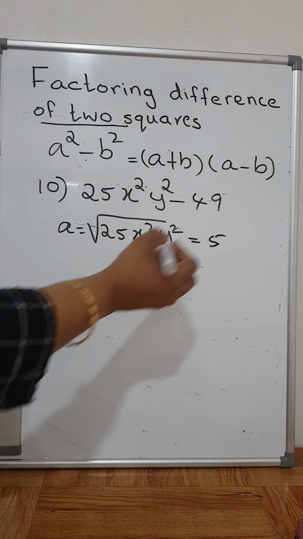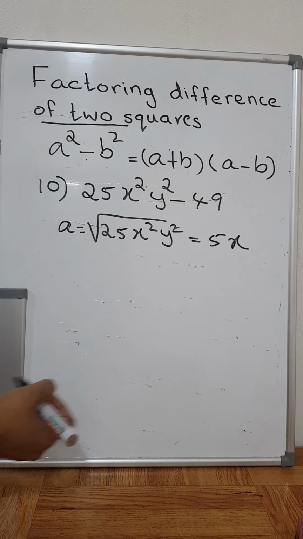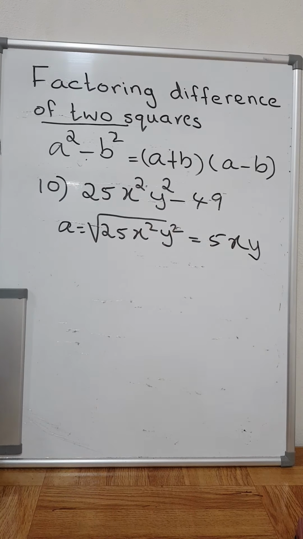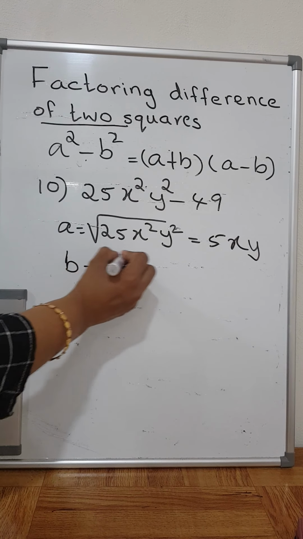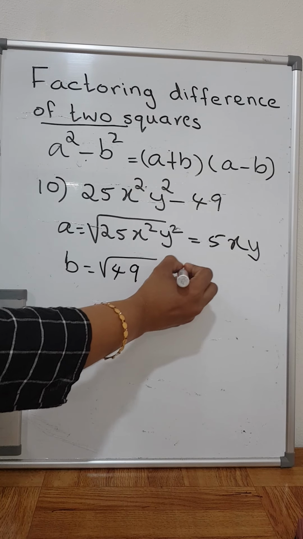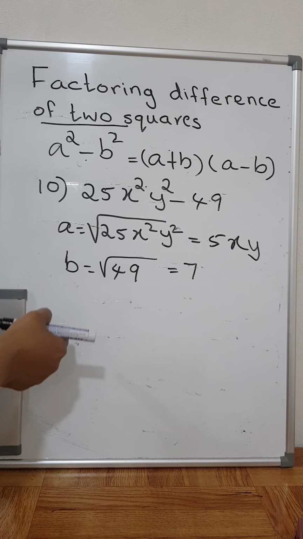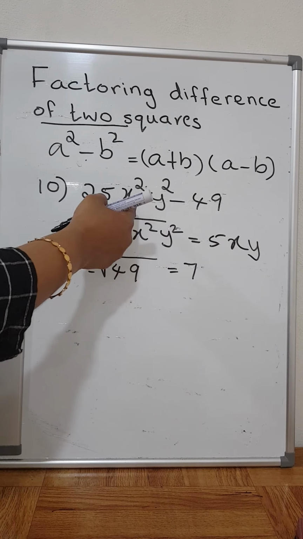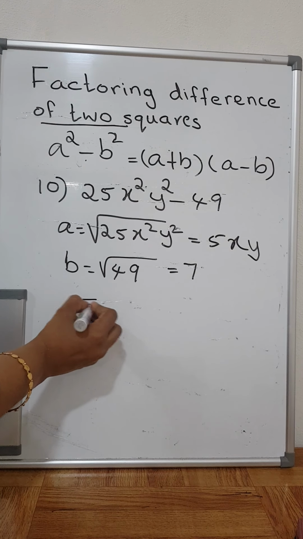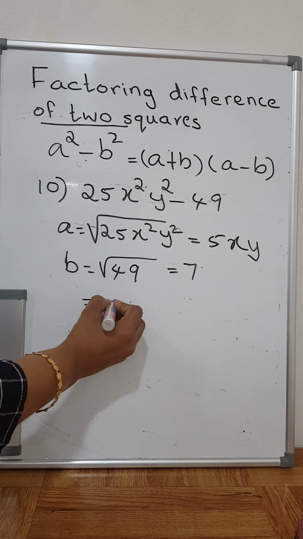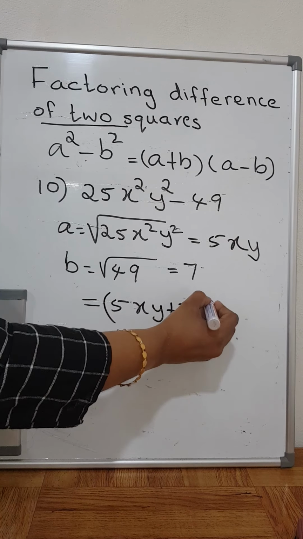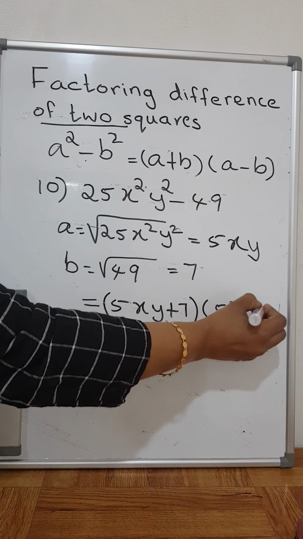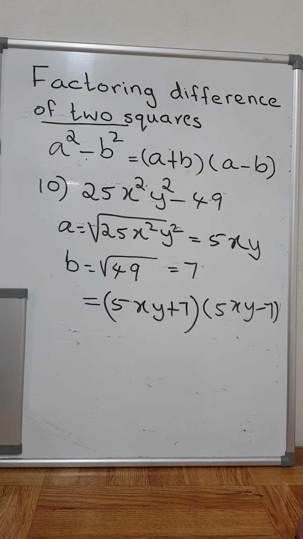Root of x² is x. Root of y² is y. So a is equal to 5xy. b² is 49, so b is equal to the square root of 49, that is 7. So we can write it as a difference of two squares. When we write the factors, it will be (a plus b) (a minus b): 5xy plus 7 times 5xy minus 7. Easy, right?